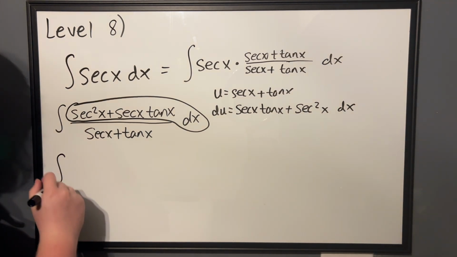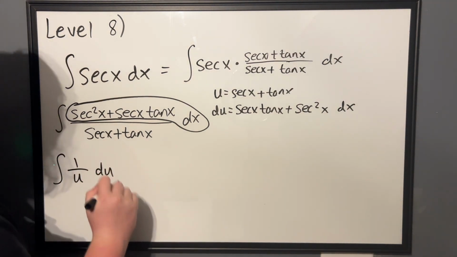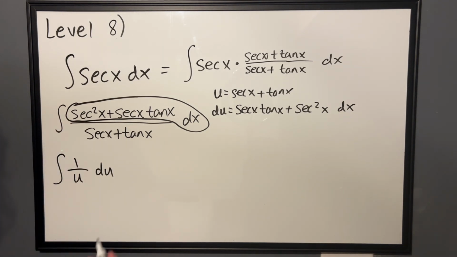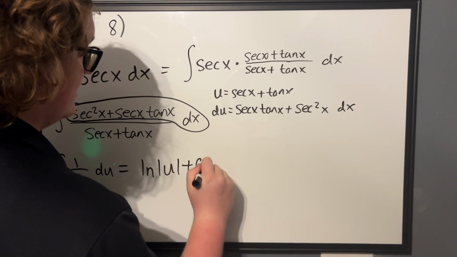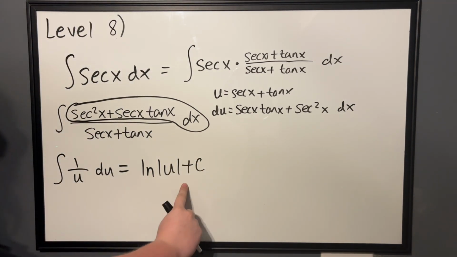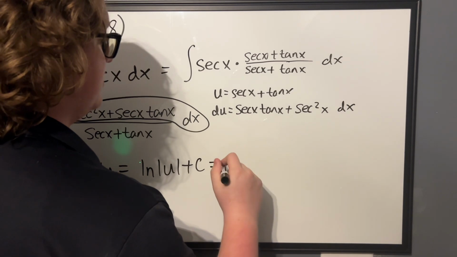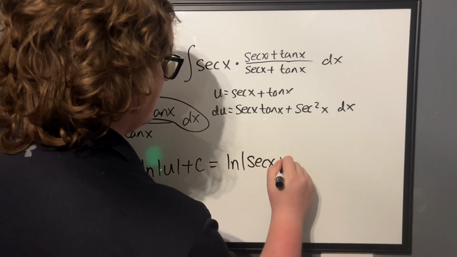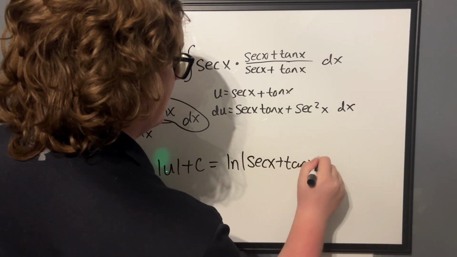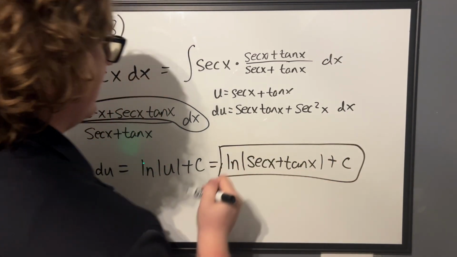So we're going to rewrite this integral in terms of u. You can see how much easier this is now, because now this is just the integral of 1 over u du. And this is pretty easy, right? Remember that this is going to be the natural log of the absolute value of u plus c. And remember, this is not our final answer because u was secant x plus tangent x. This is going to be equal to the natural log of the absolute value of secant x plus tangent x plus c, and that will be our final answer.